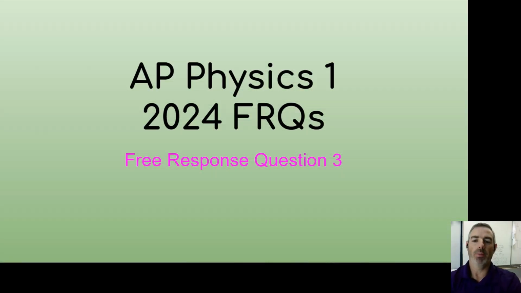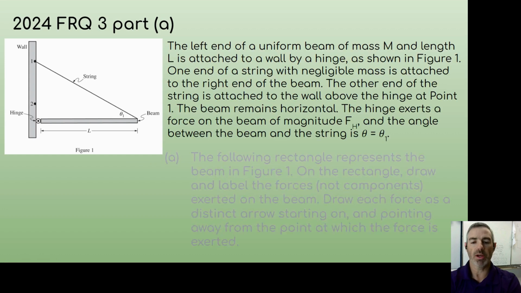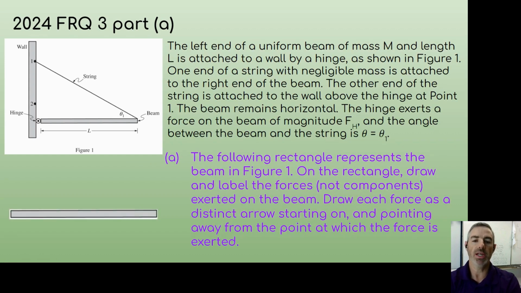So today we're going to talk about AP Physics 1 2024 exam, the FRQs, free response question 3, the qualitative quantitative translation question. In this question, we have a beam that is attached to a hinge at a wall, and it has a string that is attached to the beam. It gives us some information: the mass of the beam is m, the hinge exerts a force of FH, and the angle the string makes is theta 1.